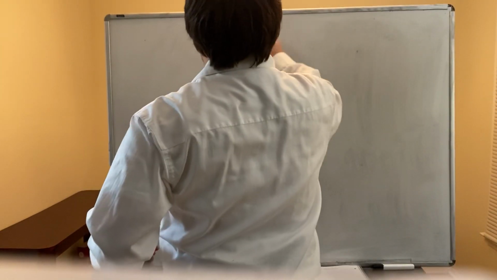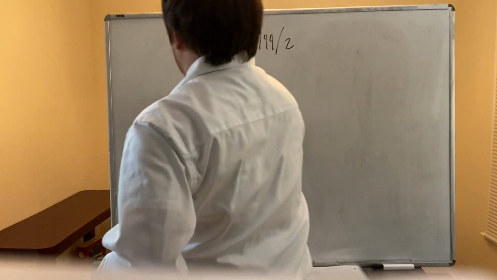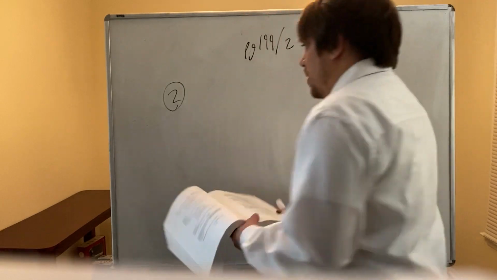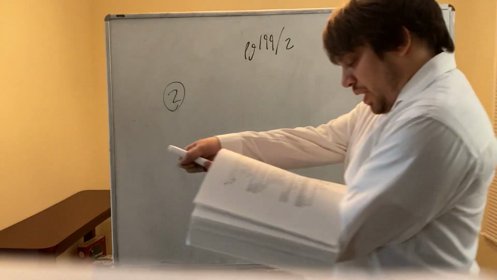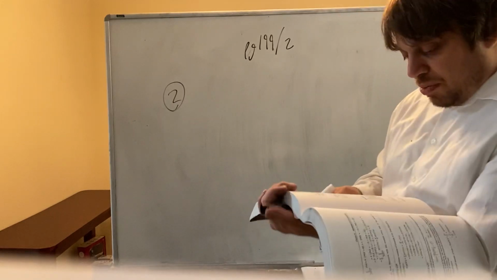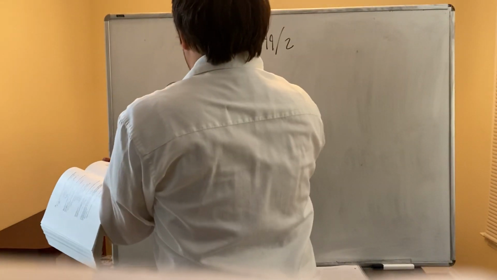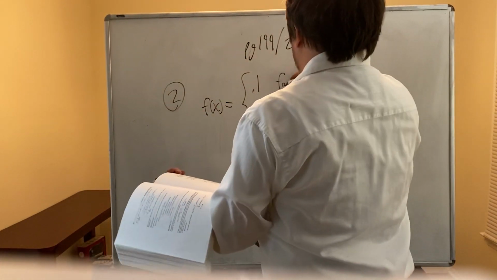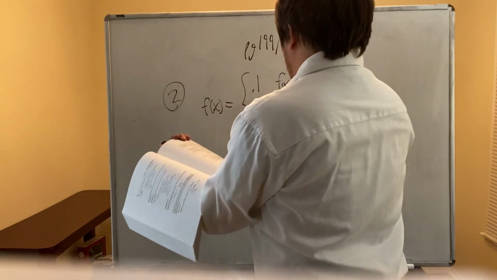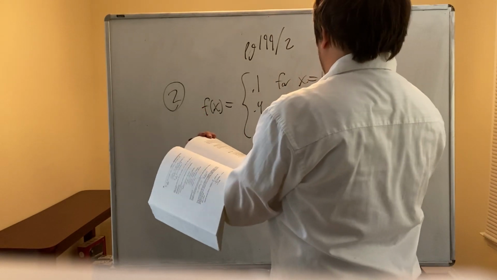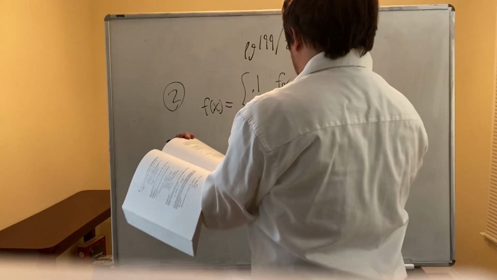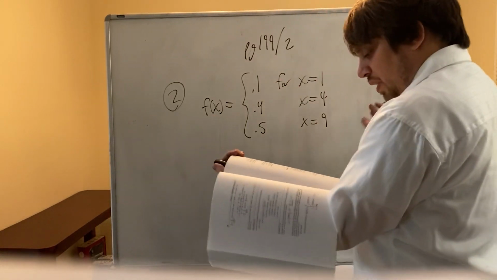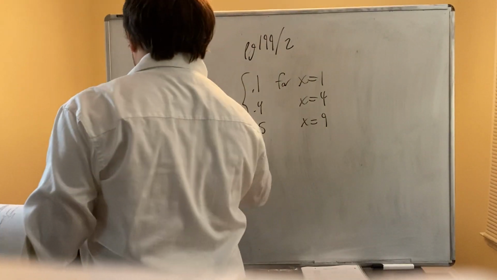Page 199, number 2. Okay, so page 199, number 2 is: let x be a random variable with probability function given by f of x equals 0.1 for x equals 1, 0.4 for x equals 4, and 0.5 for x equals 9. Find e of x squared, among other things. Let's find e of x squared.